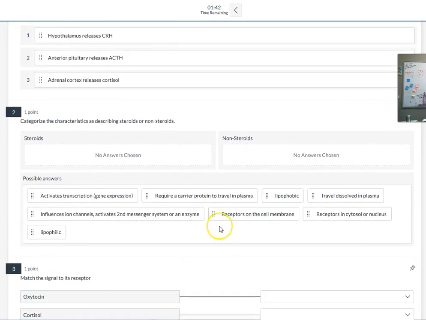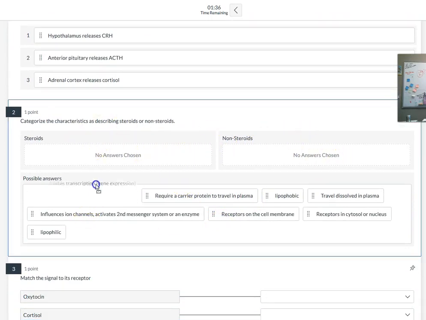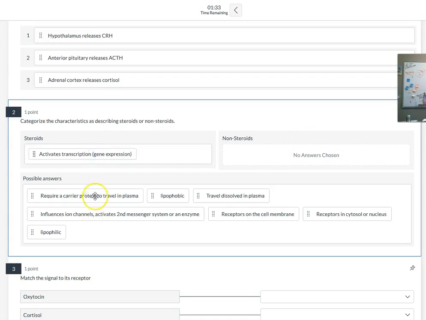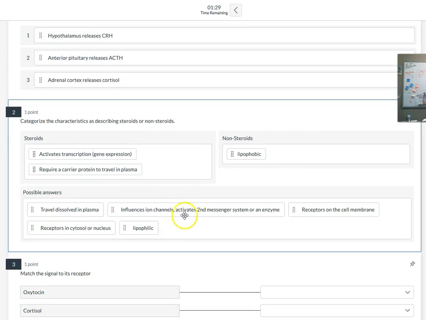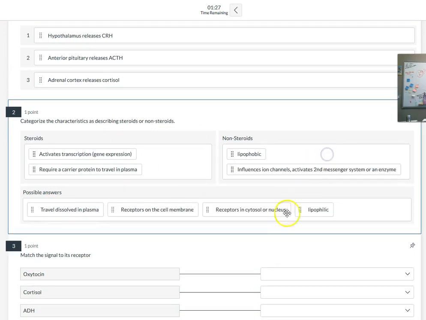And this is an example of a categorization question. So they've got two categories of things, and they have to decide which characteristics go with which category.